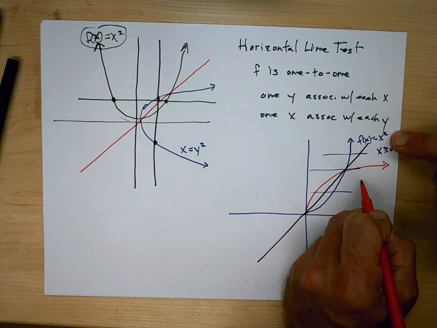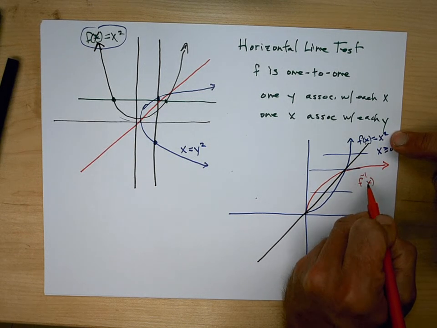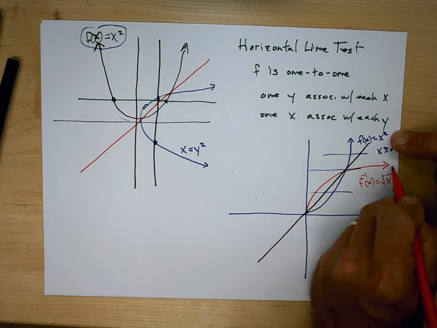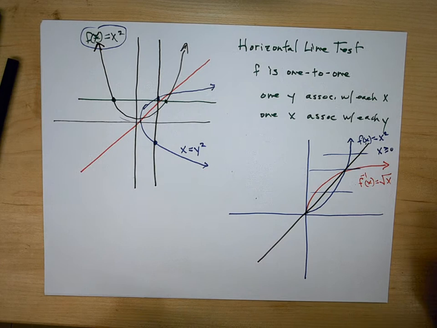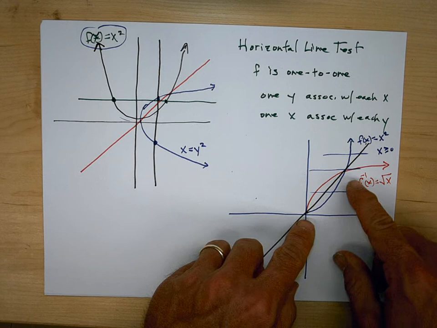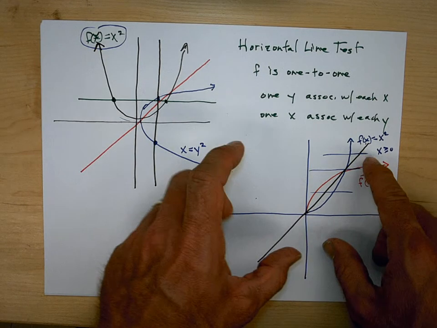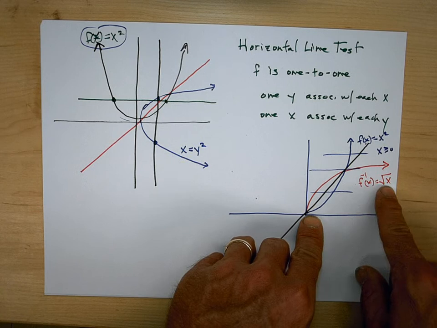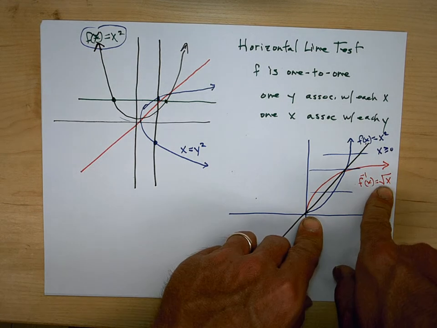Well, the inverse, as you might guess, will be the square root. And this looks like what we would expect the square root function to look like. All right, so that's one way that we can take common functions and restrict their domains so that they actually do have an inverse.